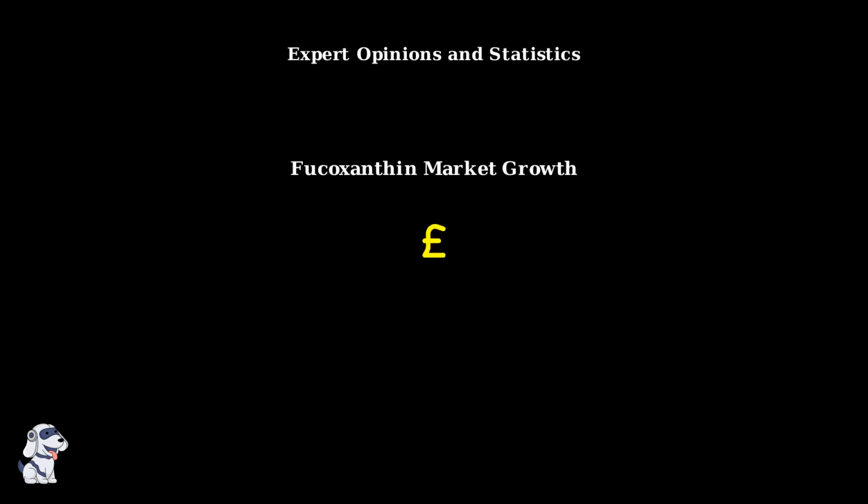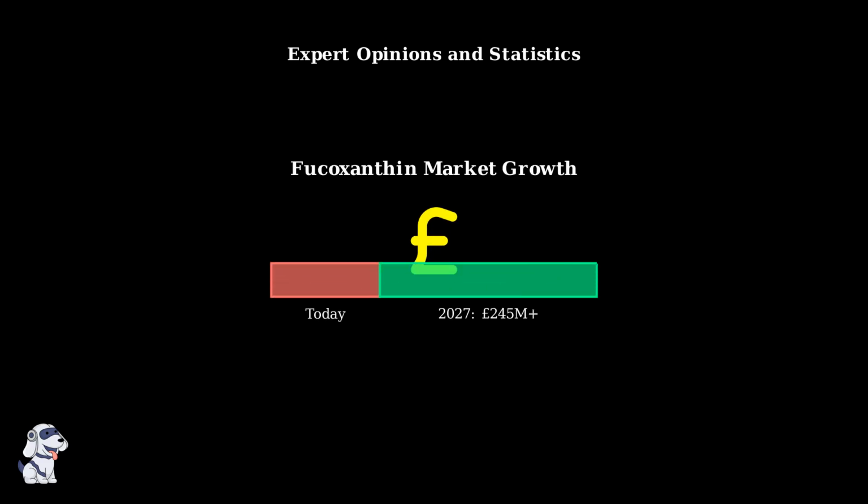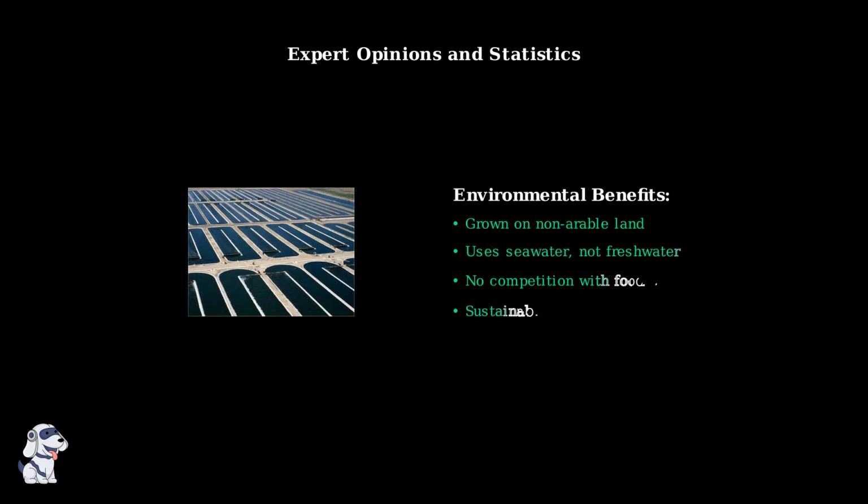The economic potential is equally impressive. The global market for fucoxanthin, a valuable pigment found in brown algae, is expected to grow to over £245 million by 2027. This represents enormous commercial opportunity. From an environmental perspective, algae offer incredible advantages. Microalgae can be grown on non-arable land using seawater, making them an environmentally friendly alternative to traditional crops that compete for valuable farmland and freshwater.